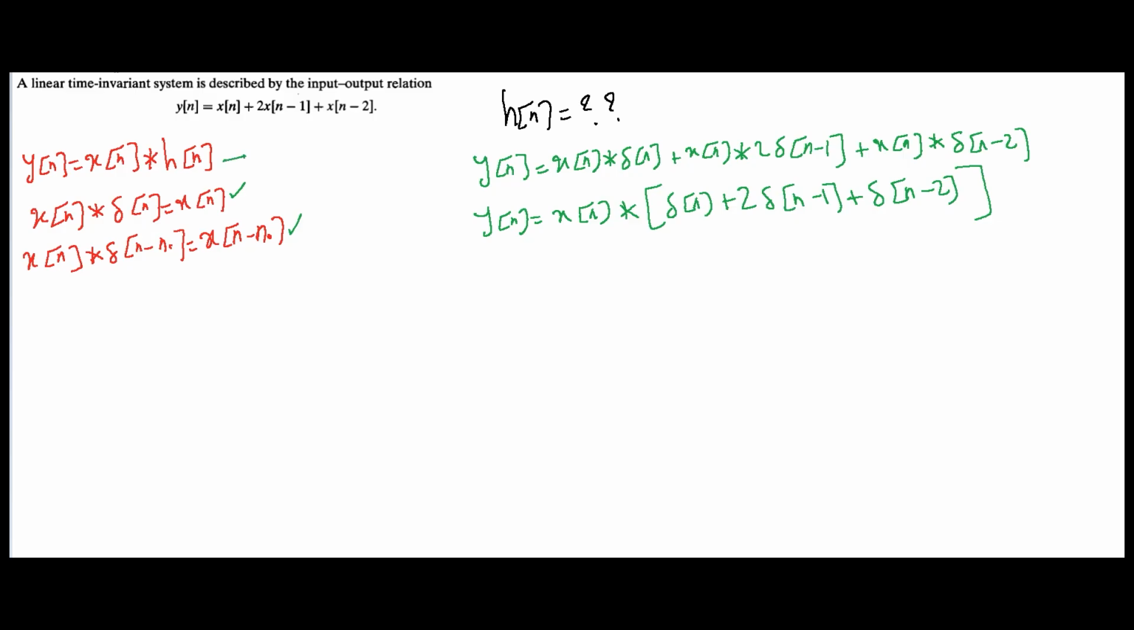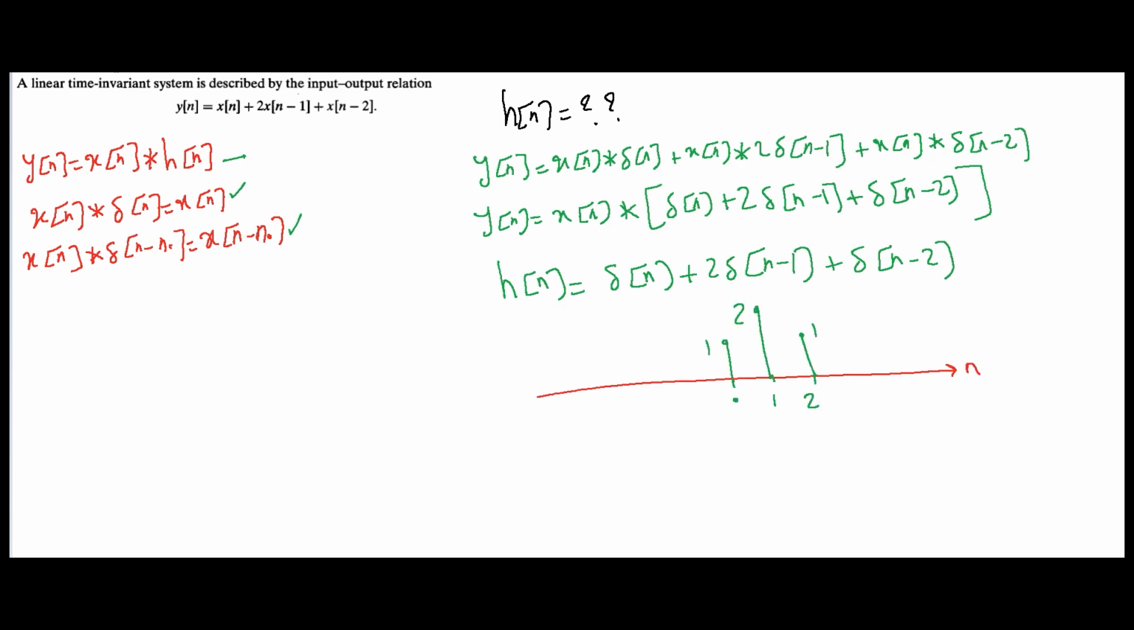Comparing this result with the standard convolution equation, we immediately identify the impulse response. Therefore, h[n] equals delta[n] plus 2 delta[n-1] plus delta[n-2]. If we sketch this impulse response, we obtain an amplitude of 1 at n equals 0, an amplitude of 2 at n equals 1, and an amplitude of 1 at n equals 2. This completes the first part of the problem.